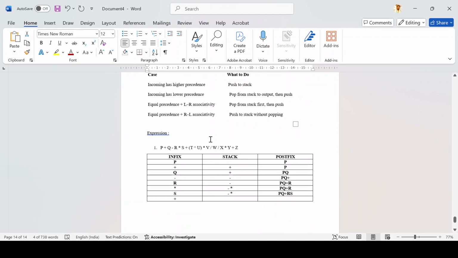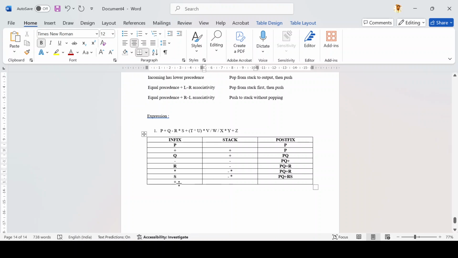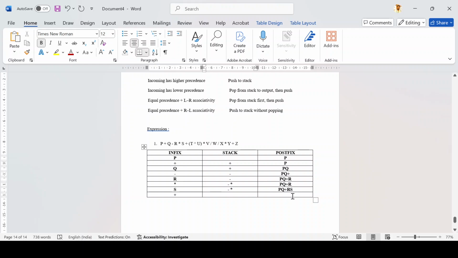So now what happens over here? The incoming operator has the lowest precedence, so pop from stack to the output. PQ plus RS. So multiply will get popped. Once the multiply gets popped, what do we do? We repeat the same step. So we'll only have the minus over here.